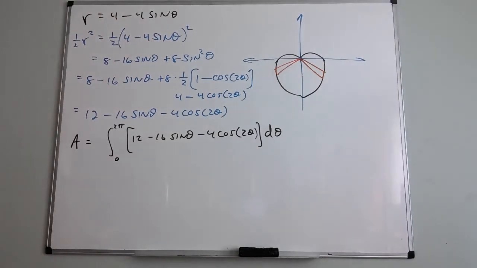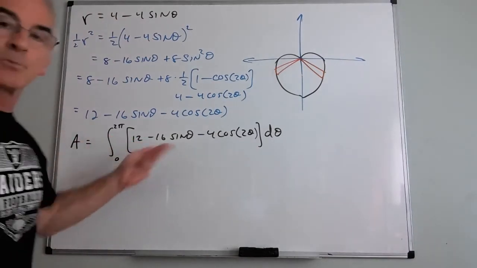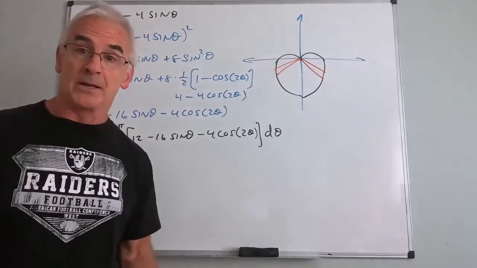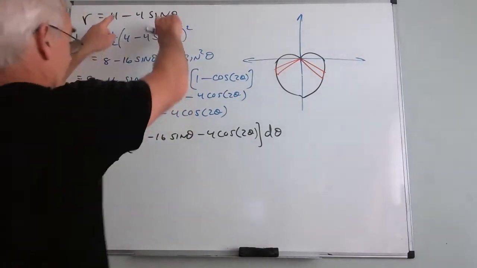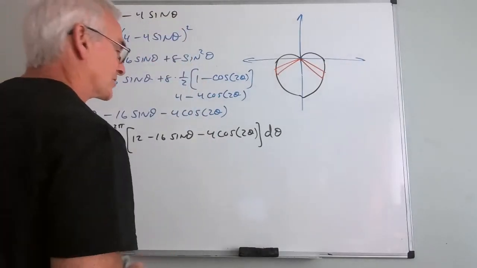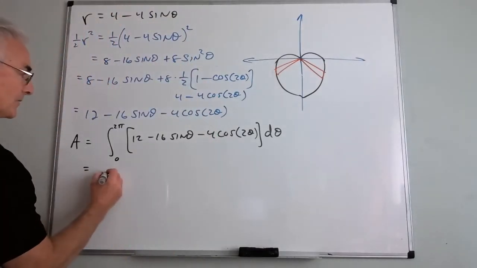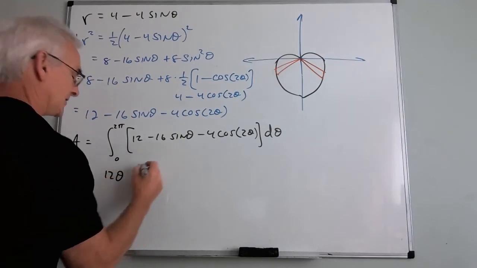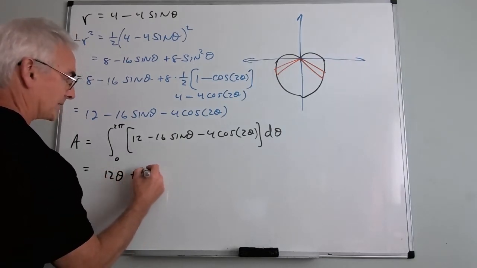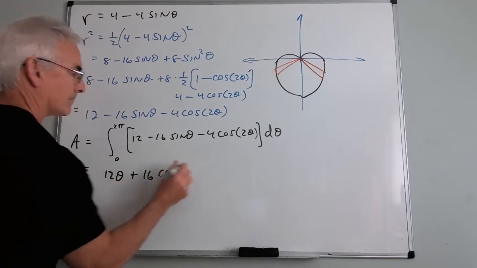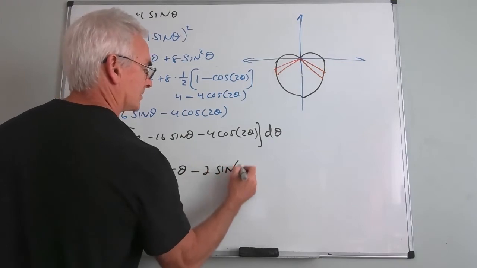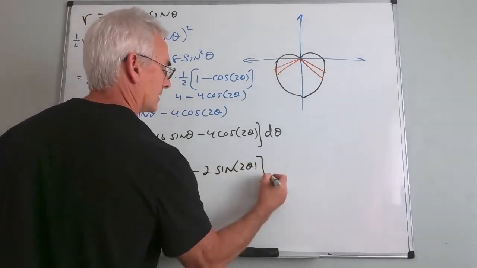Now, everything was about coming up with this integral. This should actually be really simple to integrate, but coming up with this, there's no way you could have looked at this and seen this. You had to do some work. So now my antiderivative: 12 theta minus 16 sine, so plus 16 cosine, minus 4 cos, so minus 2 sine 2 theta.